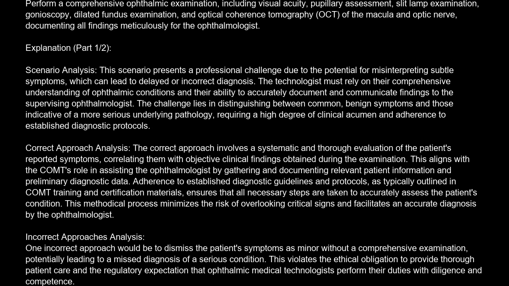Incorrect approaches analysis. One incorrect approach would be to dismiss the patient's symptoms as minor without a comprehensive examination, potentially leading to a misdiagnosis of a serious condition. This violates the ethical obligation to provide thorough patient care and the regulatory expectation that ophthalmic medical technologists perform their duties with diligence and competence.